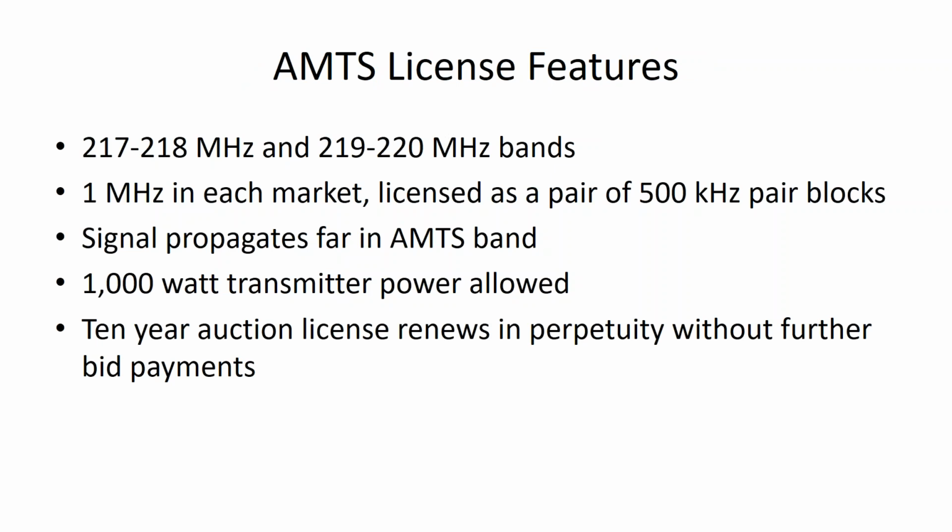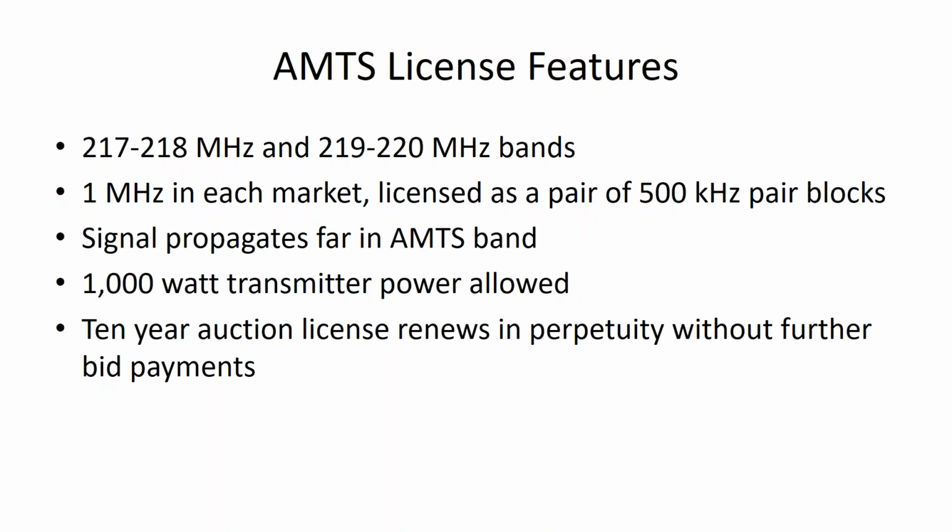Thank you. So you'll see here some of the license features of the band. As I mentioned, it is 1 megahertz in each market, licensed as paired blocks. The signal does propagate very far because of where it is in the 200 band. For example, we worked with the New Jersey Turnpike to deploy 22 sites in the state of New Jersey. They looked at 900 megahertz as an alternative, and the New Jersey Turnpike Authority came up with the decision that our spectrum would require 1/3 fewer sites, both to build and to operate, to cover the entire state of New Jersey.